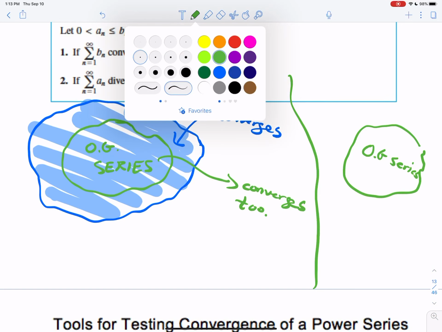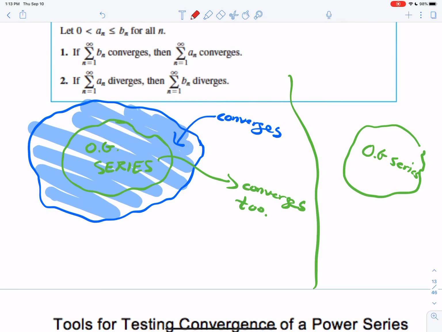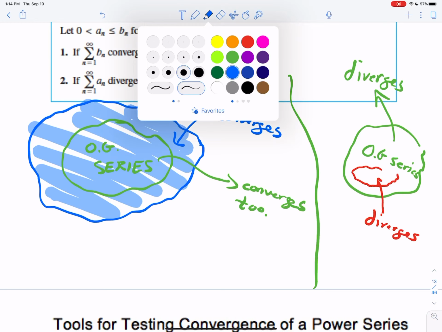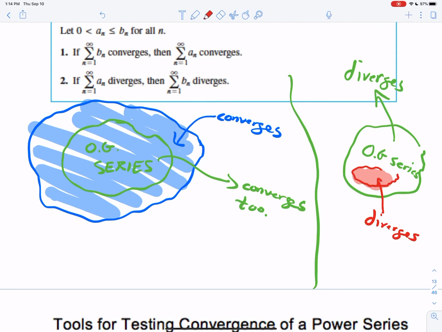Now, if we came up with a series that's definitely smaller, but we can somehow prove that this smaller series diverges, now remember, diverges means that the area goes infinite. If I know that the smaller series diverges to infinity, I could then say that the original series must diverge as well, because if something that is smaller than it goes to infinity, then definitely something that's larger than it has to go to infinity as well.